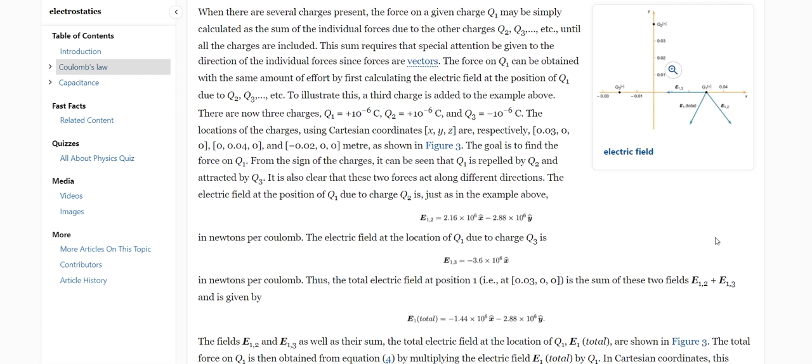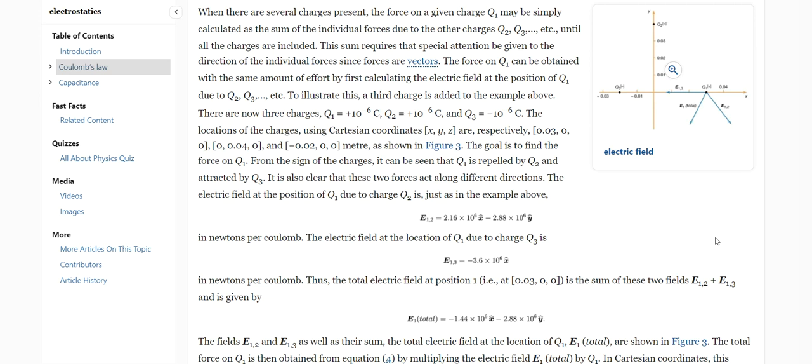When there are several charges present, the force on a given charge Q1 may be simply calculated as the sum of the individual forces due to the other charges Q2, Q3, etc. Until all the charges are included, the sum requires that special attention be given to the direction of the individual forces. Since forces are vectors, the force on Q1 can be obtained with the same amount of effort by first calculating the electric field at the position of Q1 due to Q2, Q3, etc.